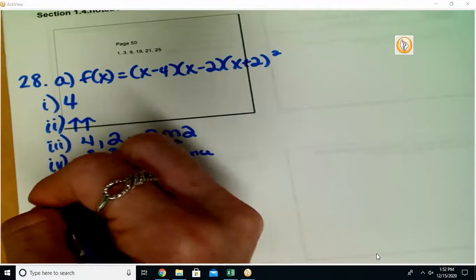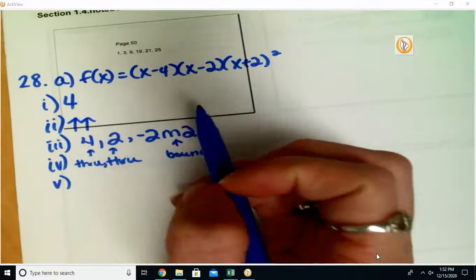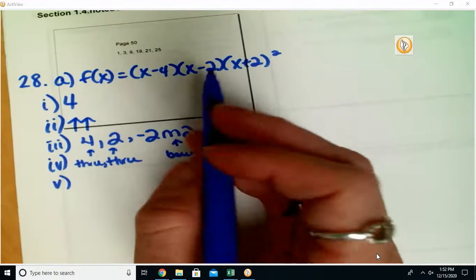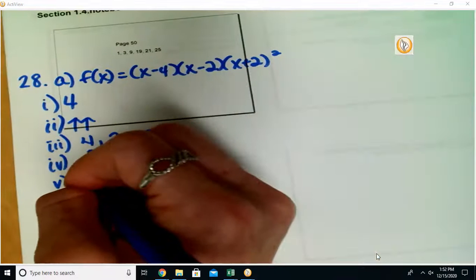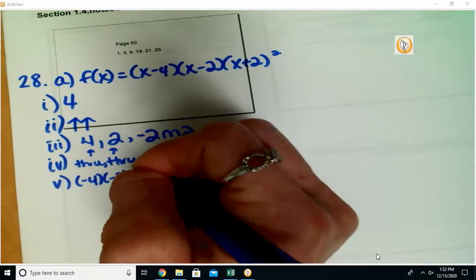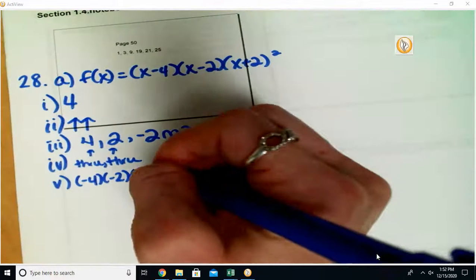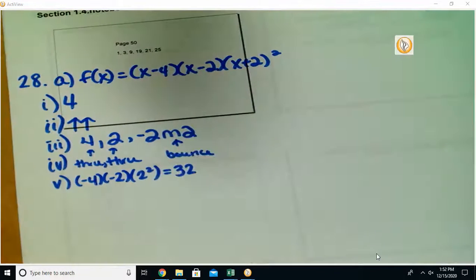Next thing, y-intercept. So that's saying if x equals 0, what do you get out? So if my x is 0, I get a negative 4 times a negative 2 times a 2 squared, and we get 32.